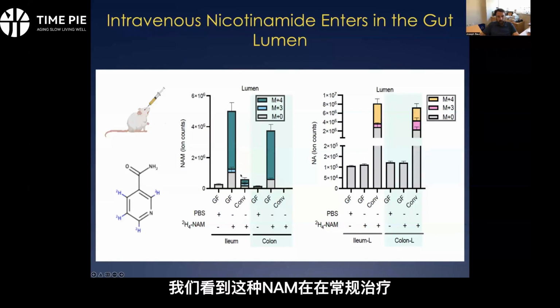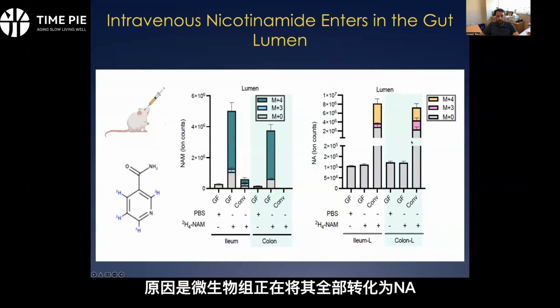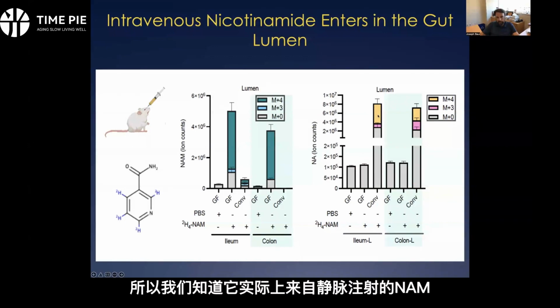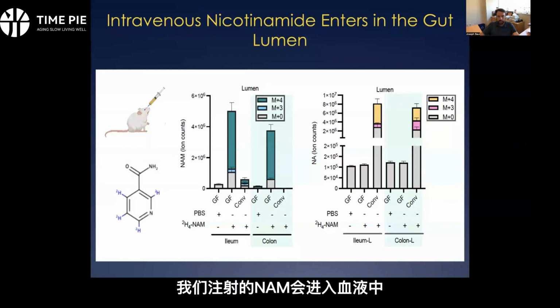And the reason that we're seeing this nicotinamide disappear in the mice that are conventionalized, that have a microbiome, is because the microbiome is converting it all to nicotinic acid. And so here you can see, again, nicotinic acid piling up in those mice after intravenous administration of nicotinamide. And that nicotinic acid contains the label. So we know that it's actually coming from the intravenous nicotinamide that we administered into the bloodstream, and it's getting secreted into the colon lumen, then converted to nicotinic acid.